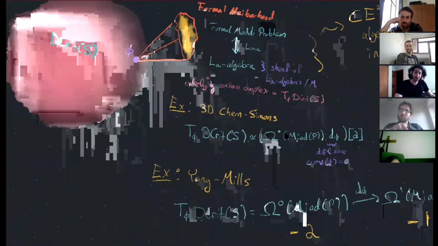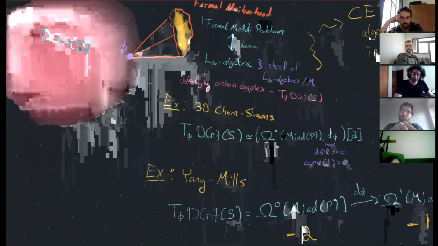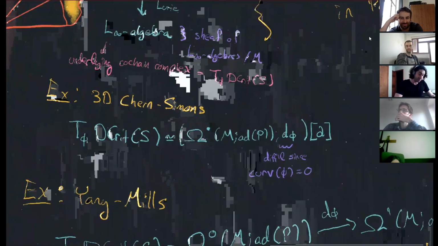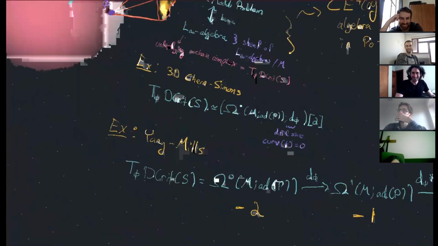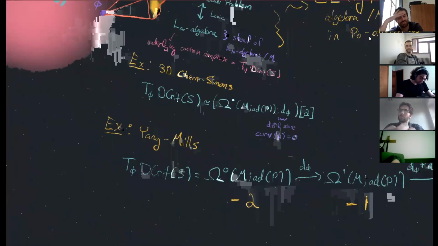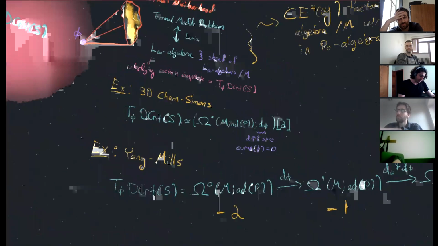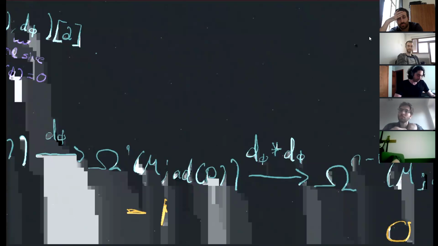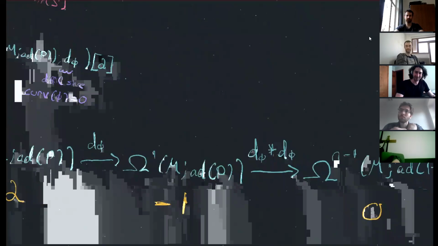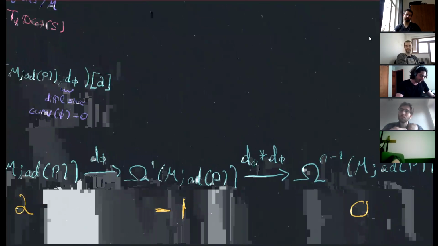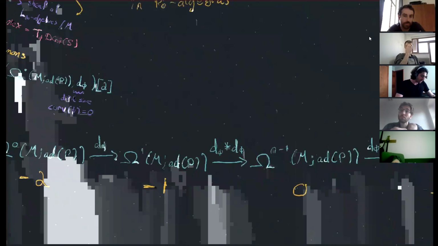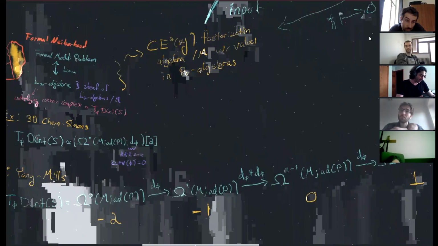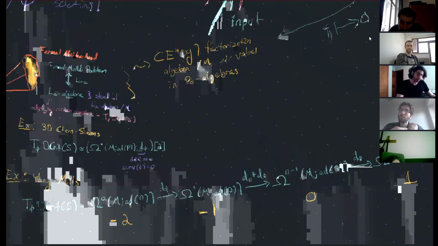And you can also do Yang-Mills, which is more interesting because it's physical. And you get essentially the same thing, except here you have this Hodge star operation. And that's also exactly what you expect from BV. So this is like, for instance, in the work of Costello and Gwilliam.